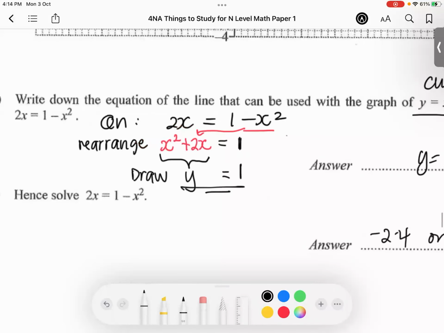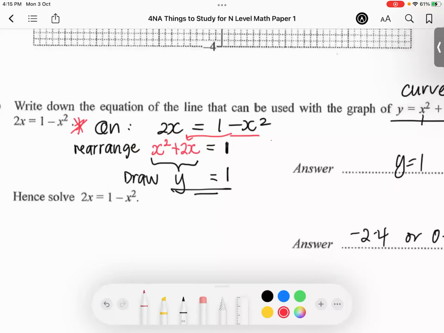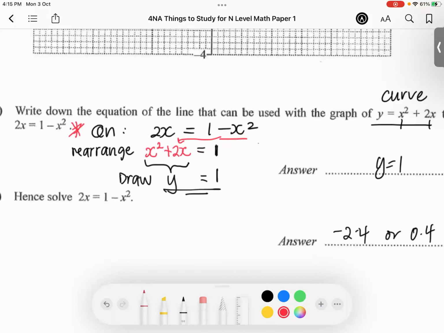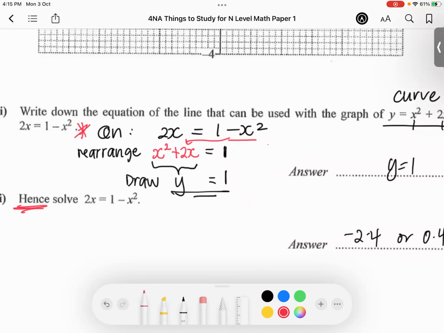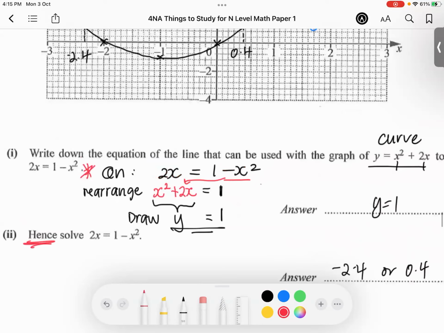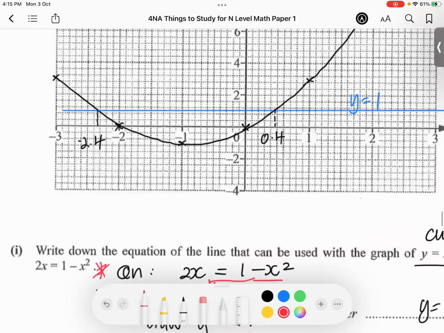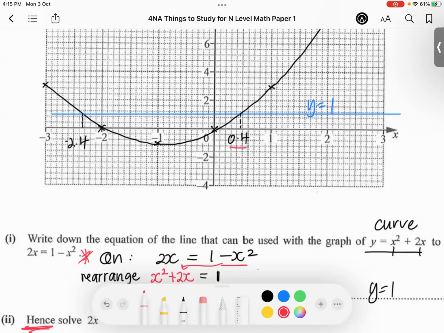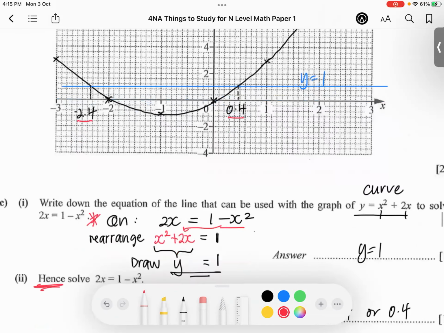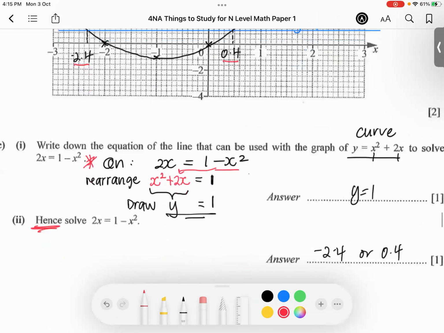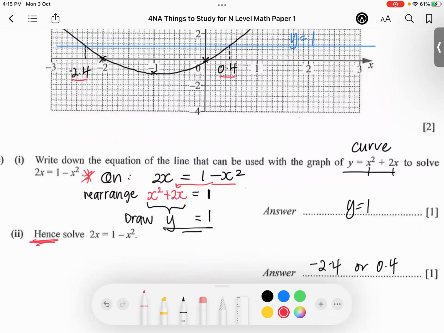This one is a trick question. Then the question says hence solve. Hence solve means I need to draw a line. So I need to draw y equals 1. Y equals 1 is this line. It cuts the y-axis at the number 1. So how do I solve? Look for the point of intersection. Estimate the value from your graph. But for this one, the square grids are so small. Please count the squares. How many squares represent how many units?